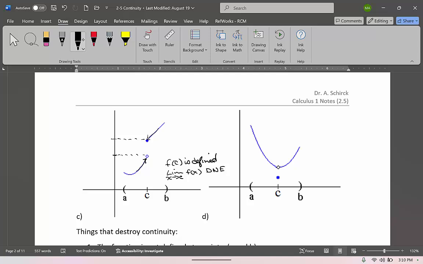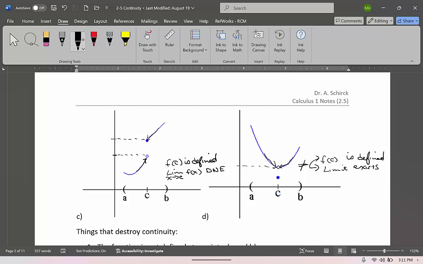And then finally here we have the function is defined. Okay, and if we approach from the left or the right, we are approaching the same value, so the limit does exist. Okay, but the problem here is that these two things are not the same, right? So we still have the gap and a discontinuity.